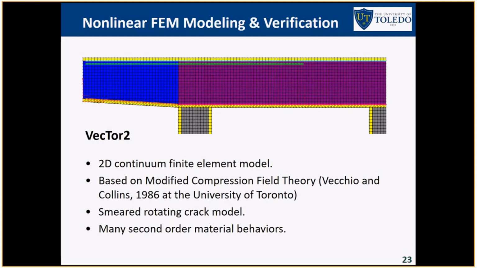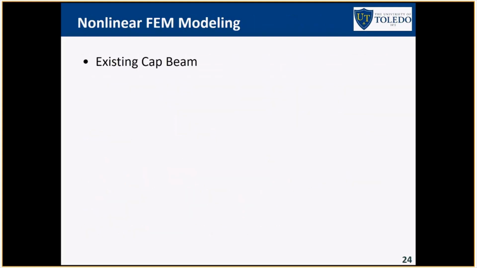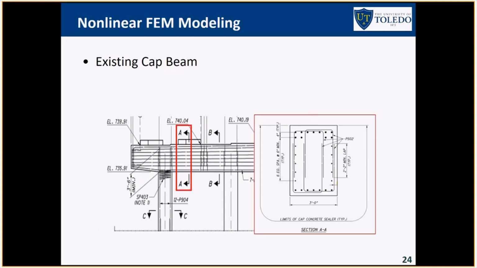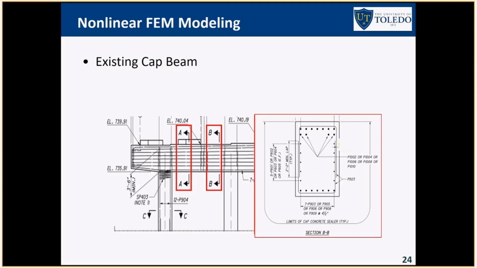So we can expect a much higher capacity and lower utilization ratio if we perform the study with nonlinear finite element analysis using Vector2. We chose a cap beam that was already studied using the software STM-CAP, and you can see the geometry of the cap beam that we use. These are taken from the engineering drawing, and we create a model in Vector2.